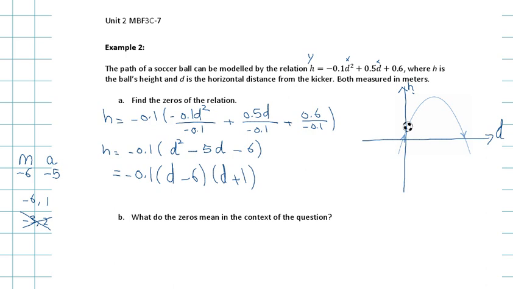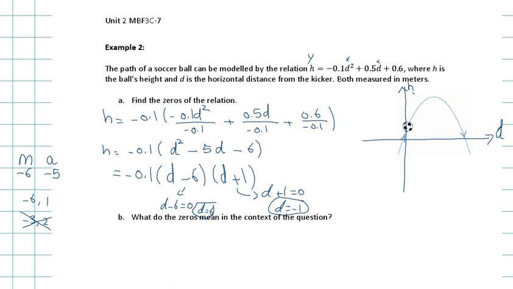So that's a horizontal distance. So what is the zeros of this relation? Negative 1 and 6. You remember that you set each bracket to a 0? Right? And then you set this bracket to 0. So these are your two zeros.